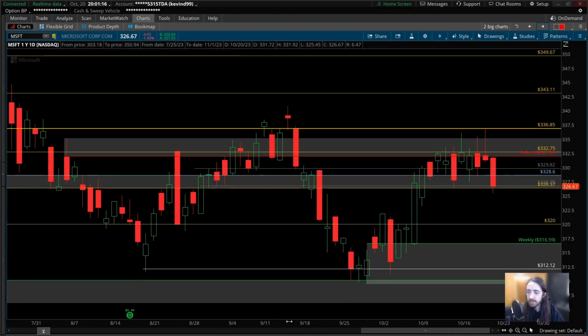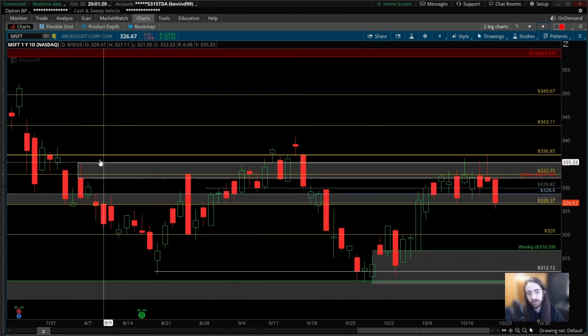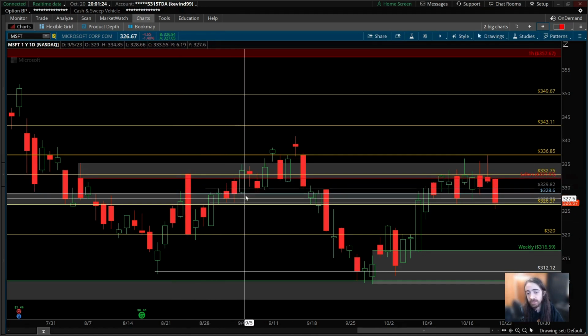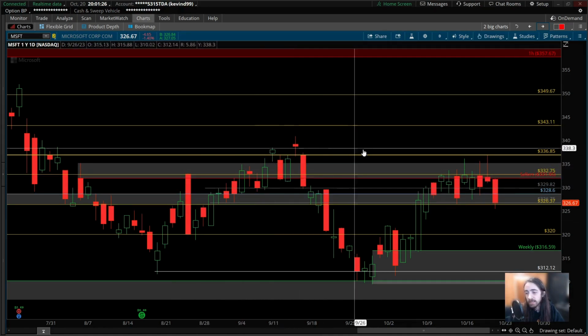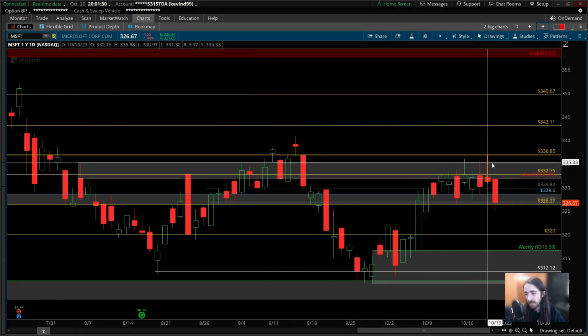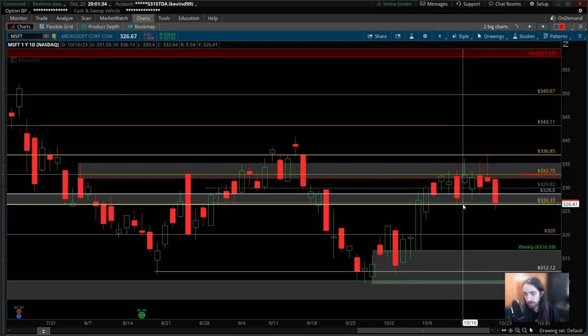So the first thing I notice is that this was previously a 3-hour supply zone. We had a strong sell-off from it here, another strong one here. We kept rejecting it. Then what happened, we sort of broke it, but then we kept on rejecting it every time we sort of got in this zone. A lot of sellers stepped in and tried to push us lower.